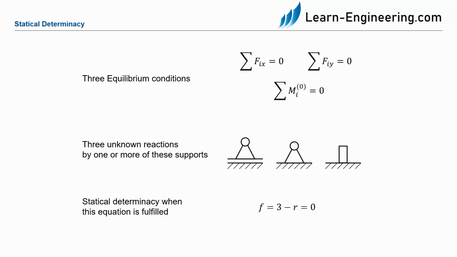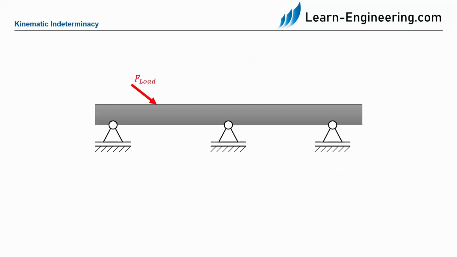Since we have three equations here, we need three unknown support reactions, that is R equals 3. These supports can be composed of a simple support and a hinged support, or of a single fixed support. If the support reactions all add up to the number 3, that is R equals 3, then the formula of static determinacy is fulfilled with F equals 3 minus R equals 0.